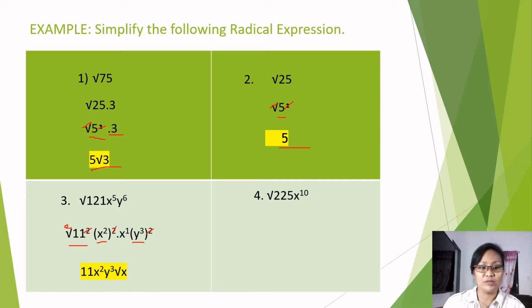Next example, square root of 225x to the 10th power. So 225 can be 15 times 15, or we can write it in exponential form, 15 squared. And for the exponent of the variable, 10 divided by 2 is 5. Therefore, we have here x to the 5th power times 2 outside. Next, of course, we're going to cancel the perfect root by extracting it. So cancel, cancel, cancel. Then the final answer is 15 x to the 5th power.